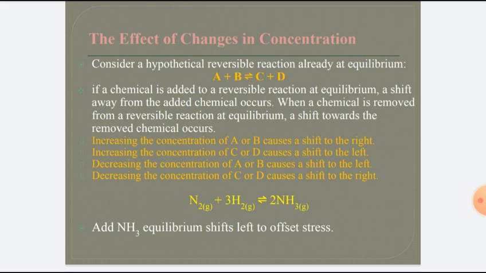For example, when nitrogen reacts with 3 moles of hydrogen and gives 2 moles of ammonia, in this reaction, if we add ammonia at equilibrium, then equilibrium shifts left to offset stress.